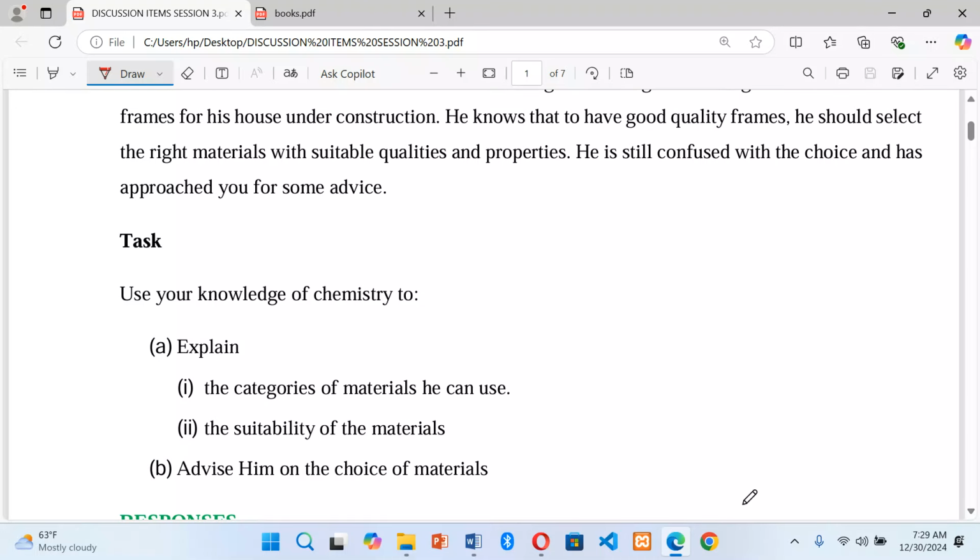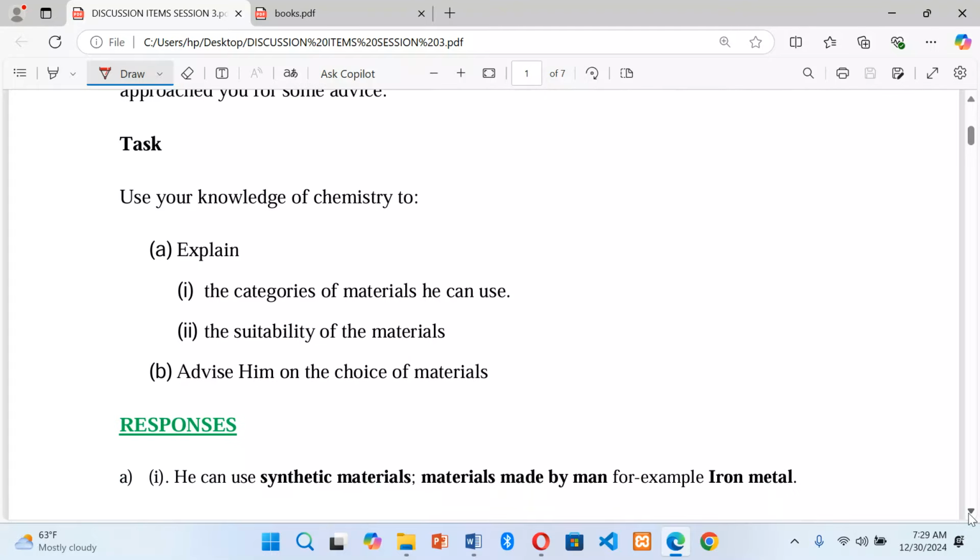So the first question is asking to explain to this person the category of materials he can use. And then the second question is the suitability of the materials he can use. What properties does that material have that make it good for that particular purpose? And finally, we advise him on the choice of material. So we're going to go through them very fast.